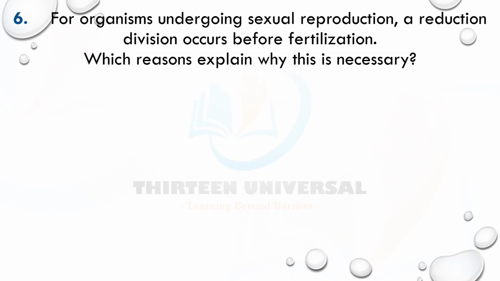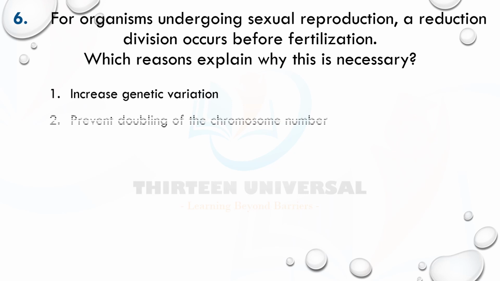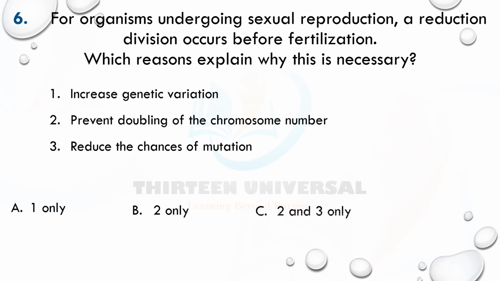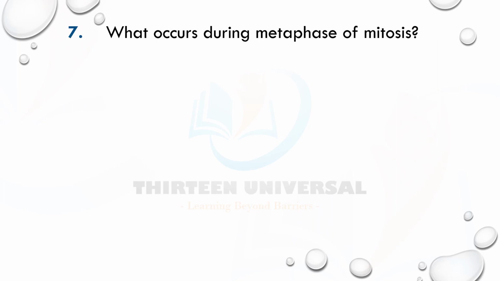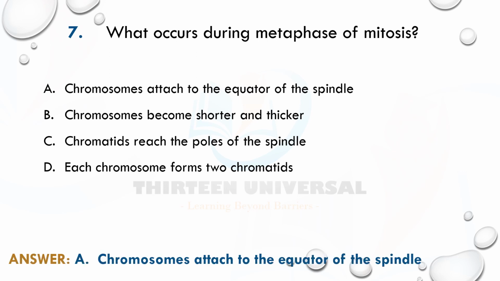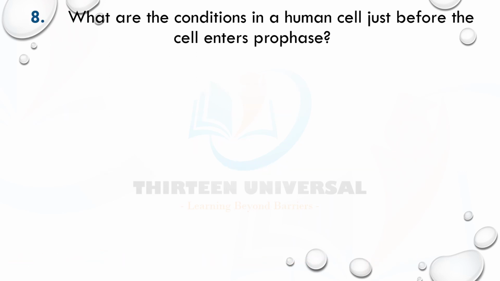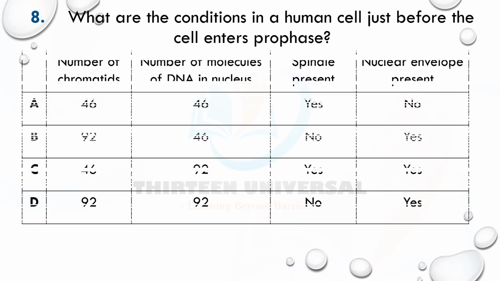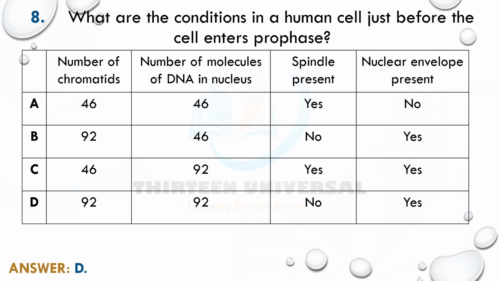C says for organisms undergoing sexual reproduction, meiotic division occurs before fertilization. Which reason? I think we'll solve this question. What's the answer? Pause it. What's the answer? Of course, to prevent doubling of the chromosome number. All right, see what occurs during metaphase. You see, they repeat these kinds of questions. Okay, pause the video and answer it. Of course, at metaphase, chromosomes attach to the equator. All right, what are the conditions in a human cell just before the cell enters? We'll answer this. The answer is D.